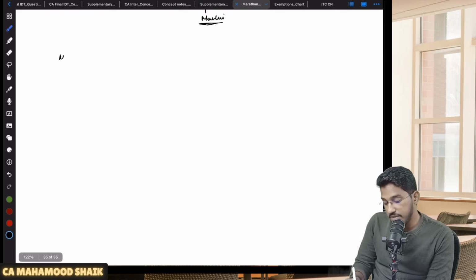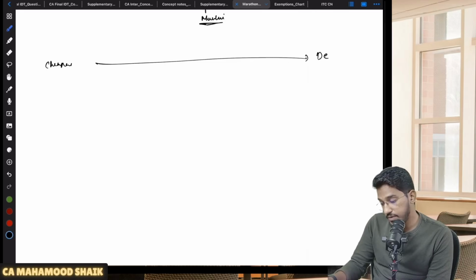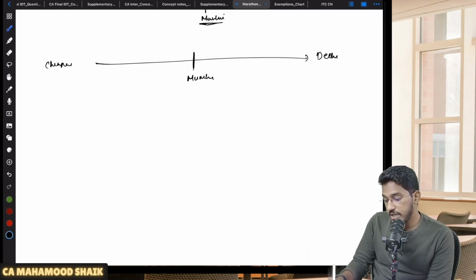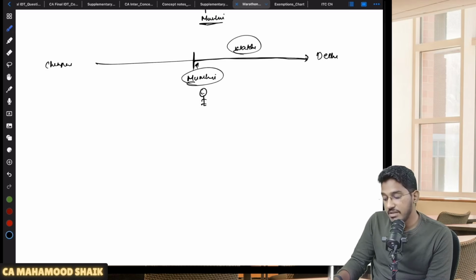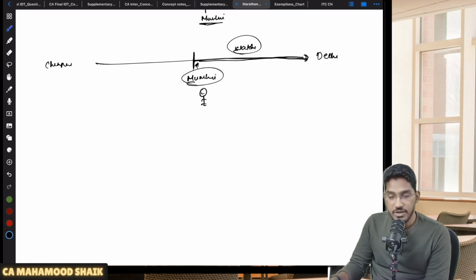Let us say there is a flight which started at Chennai. It will go up to Delhi. In between, one stop is there at Mumbai. At Mumbai, you are a passenger. You have boarded this flight. Now from Mumbai to Delhi, you are going. During that journey, you are getting bored. You wanted to watch a movie. So you have availed the services during this journey from Mumbai to Delhi, whatever journey is there. So services are supplied on board the conveyance.